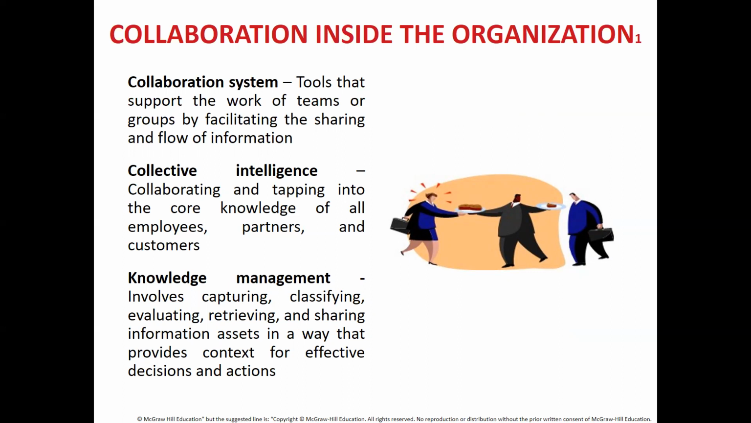And then you have knowledge management, involves capturing, classifying, evaluating, retrieving, sharing information assets in a way that provides context for effective decisions and actions. So an example is knowledge management systems. What they do is track information of the knowledge workers, and with this, it will make decisions for the organization using the information that it had gathered.